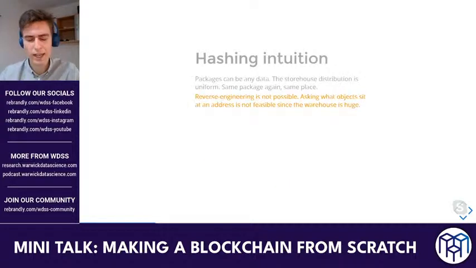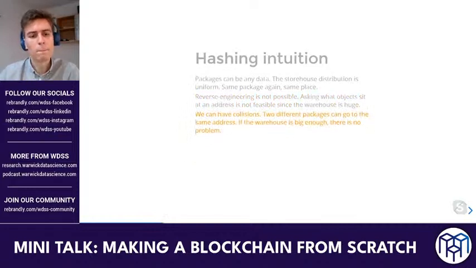So what's the catch, right? Reverse engineering is not possible here. Why? Because asking what objects sit at a specific address is just not feasible. You cannot find out. The robot will not be able to tell you that. All it does is give you the address, and you don't really know. You know how the robot works, but you cannot make the inference backwards. We can have collisions. Two different packages can be put at the same address, but if the warehouse is big enough, we really don't care about that.